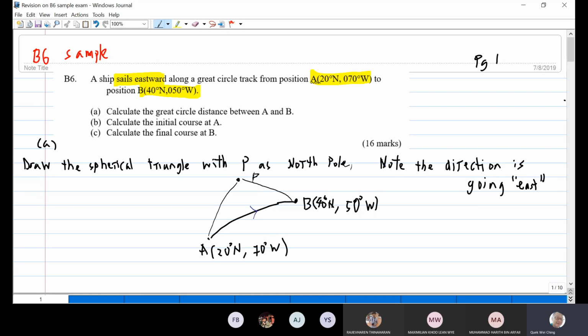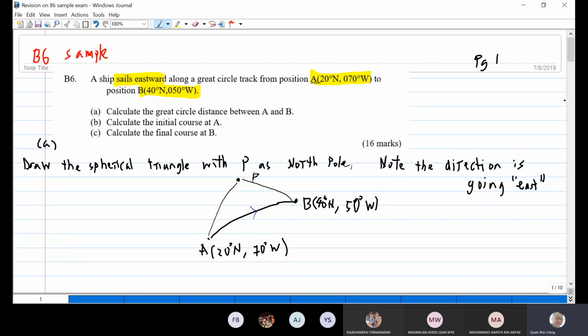So from A to B, and from 70 west to 50 west. Okay, so both from west to east, right? So you have a North Pole. So draw a spherical triangle with P as a North Pole, so that this is actually going east. First, draw a triangle first.